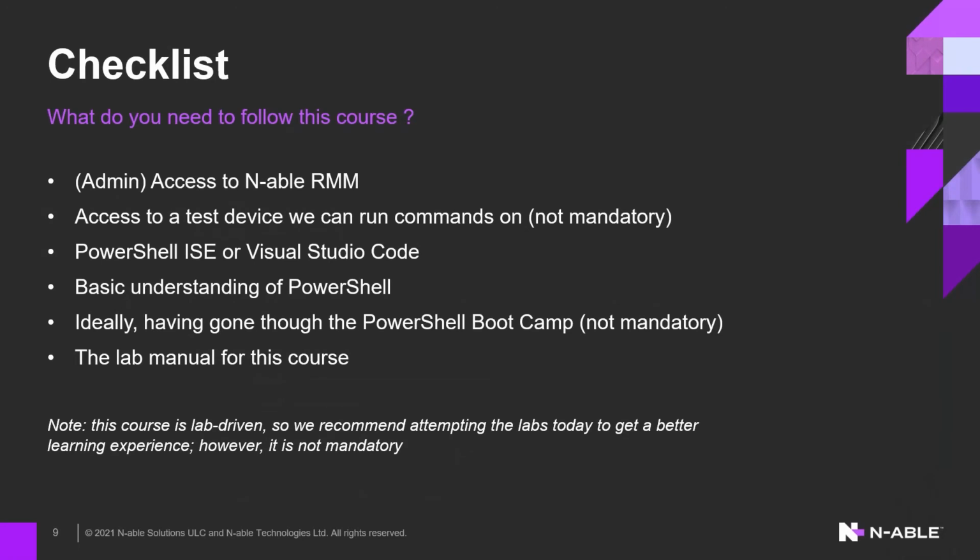As far as the checklist, you don't need too much. You need access to your RMM, duh. You do need access to a test device, ideally, if you want to run commands against. Not mandatory. We're not going to do anything intrusive today. It's only getting data points, so that's not a big deal. You should have access to PowerShell ISE or VS Code. We'll show you how to install that in the first lab. Don't worry about it if you don't use it very much.